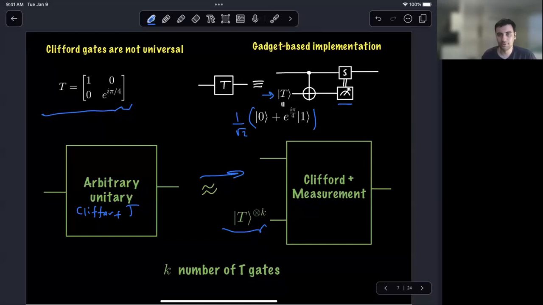So far, we have seen that if you have some quantum algorithm, you can always find this kind of implementation. The operations are just Clifford and measurement, but you have some ancilla qubits initialized in the T state to the power k.